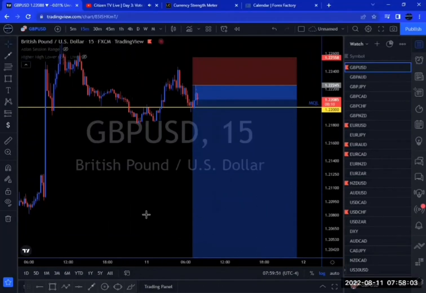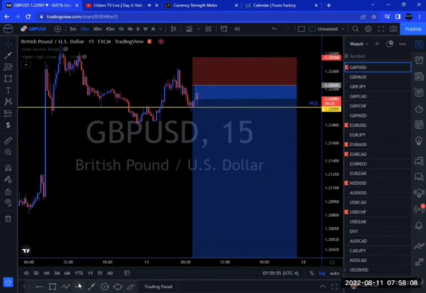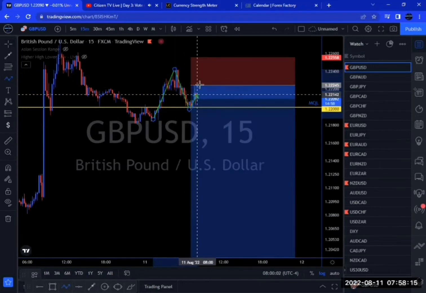Hello traders, welcome to another tutorial. This morning we're looking at GBP-USD for a potential high of the day sell opportunity.